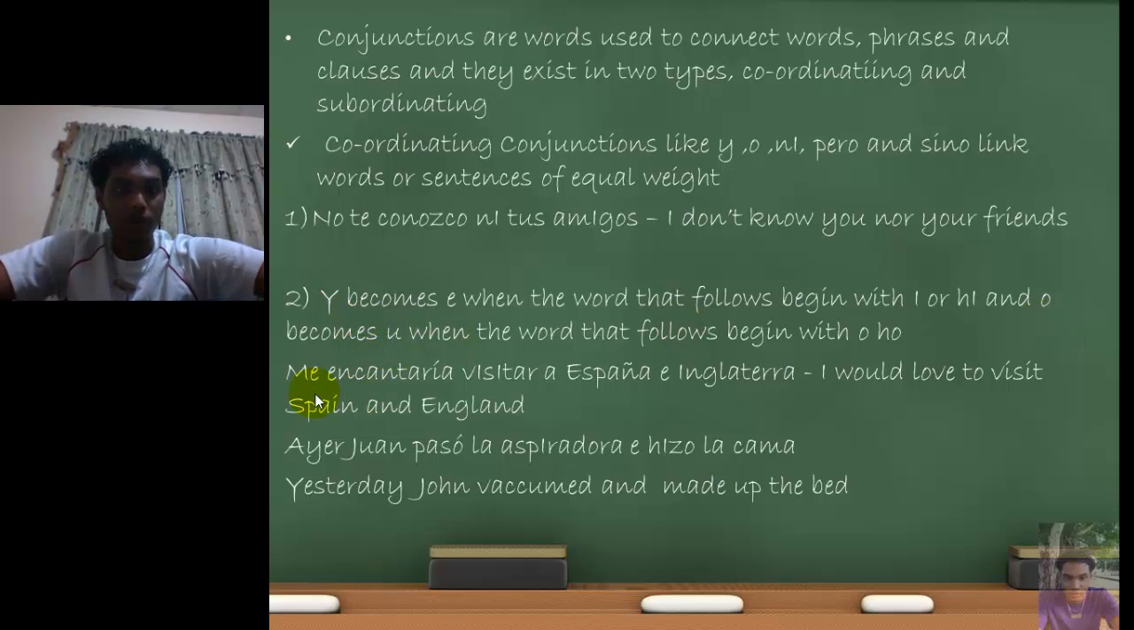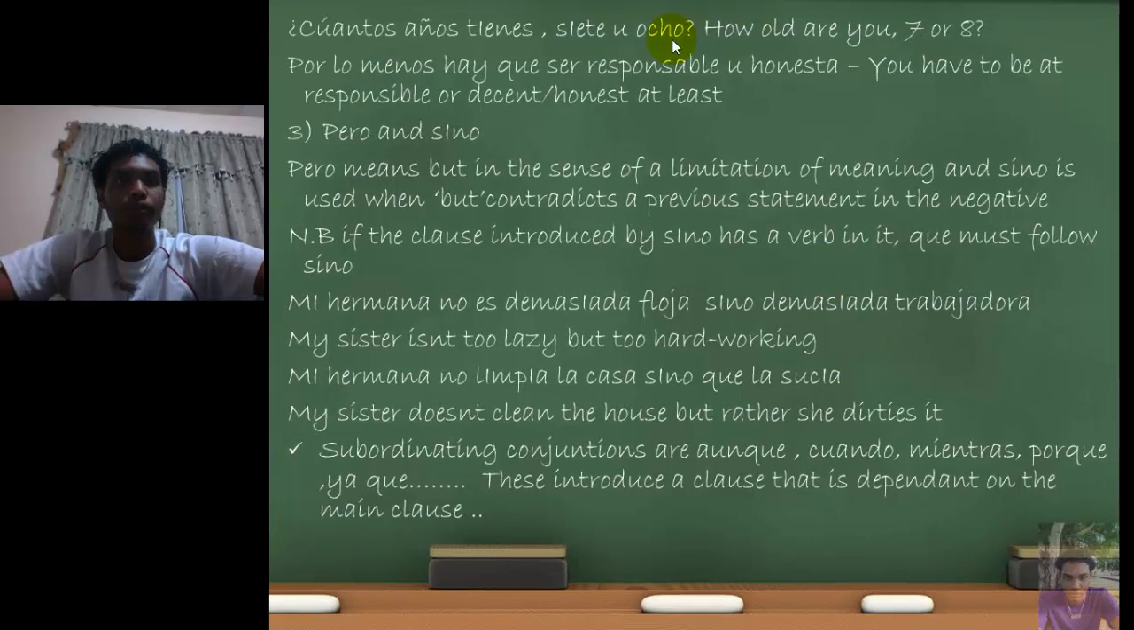Right? So, for example, me encantaría visitar España e Inglaterra. Right? So the Y should be E, pronounced in Spanish, right? Now it forms by putting an E, right? Ayer Juan pasó la aspiradora e hizo la cama. Right? Yesterday John vacuumed the house and he also made the bed, right? So just note before I or HI, Y changes to E. And O changes to U when the word that follows begins with O or HO. This should be a comma, sorry, right?